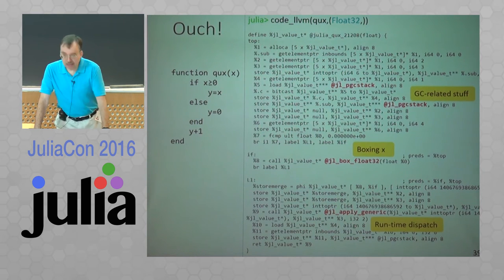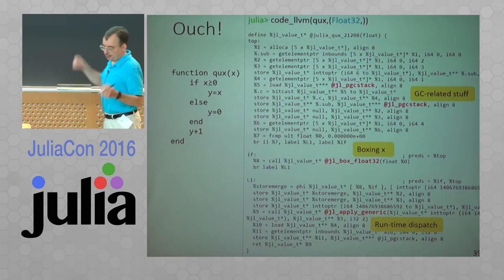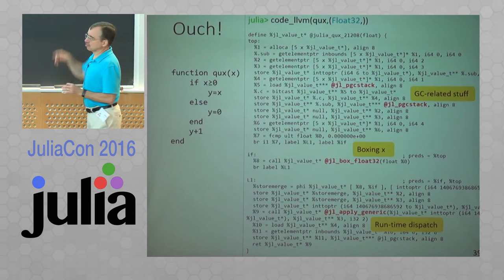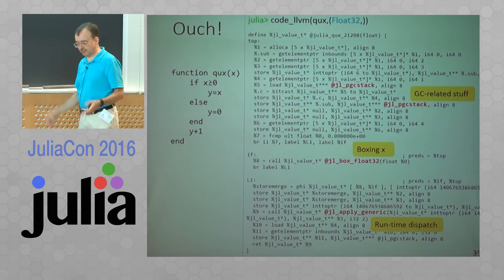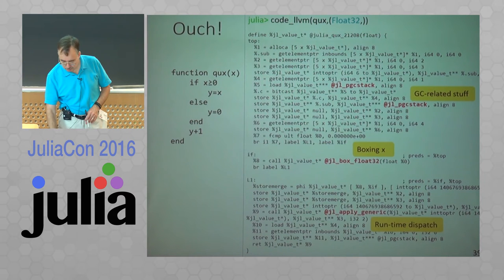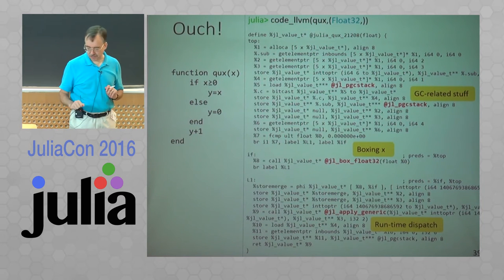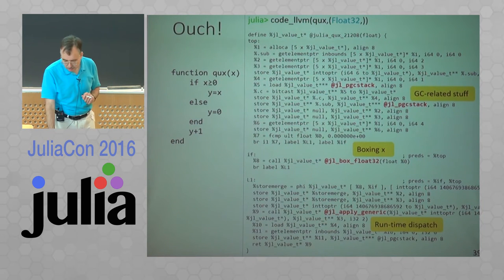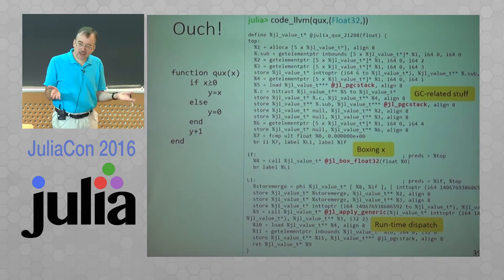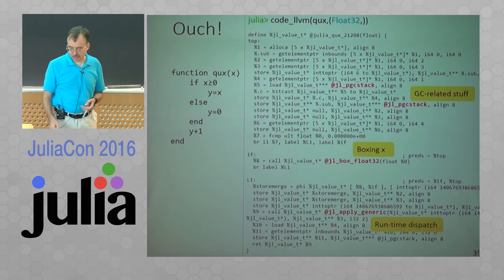In jl_box_float, well, that says it's boxing something. And jl_apply_generic means it's having to do a fancy lookup to figure out where a function call needs to go. All right, no, sorry, pgcstack, that's for garbage collection related stuff. So yeah, the difference is this quux: I give it an int, I get nice clean code, I hand it a float, and I get disastrous code.